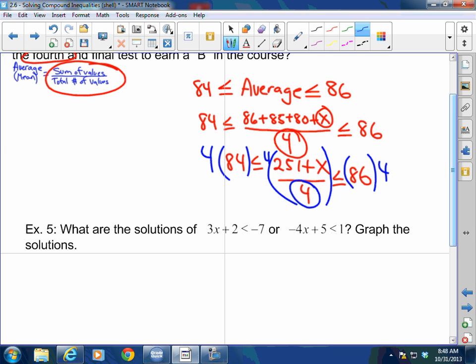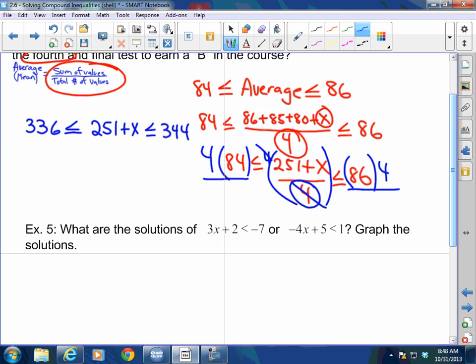Okay, so 4 times 84 is going to be 336. And that is less than or equal to 4 divided by 4. They cancel. So I have 251 plus x is less than or equal to 86 times 4, which is 344. Does everyone see what I did here? Yes, no, maybe, kind of, sort of, guys. Come on, talk to me.